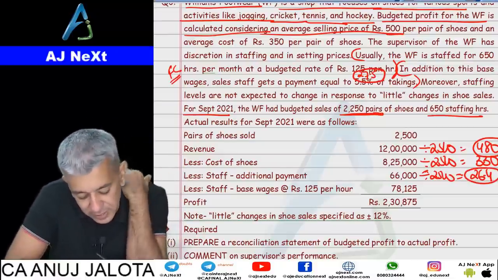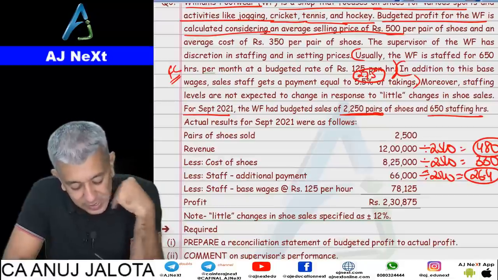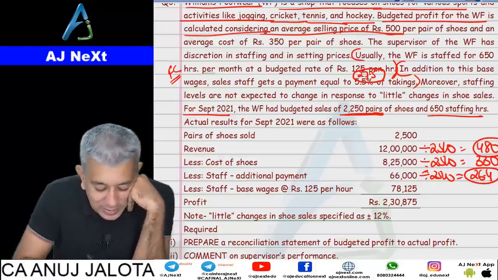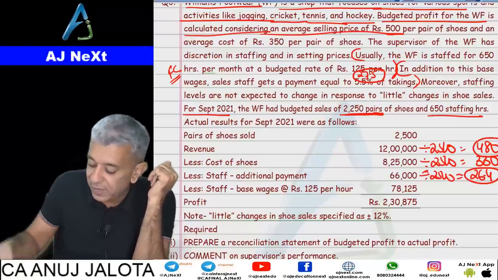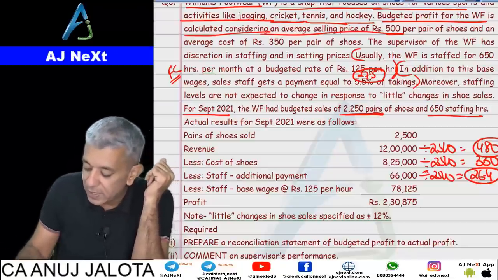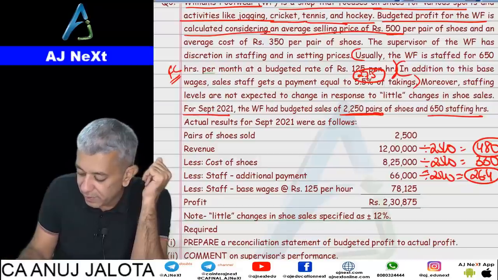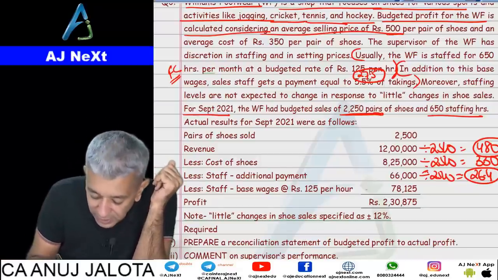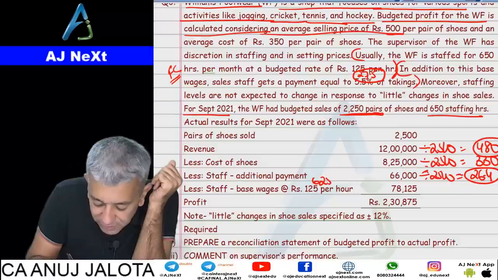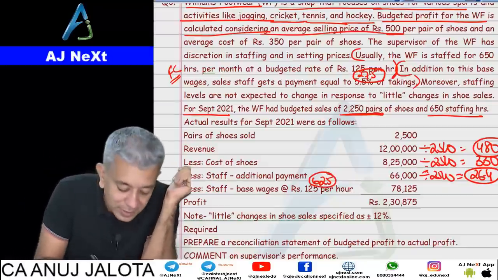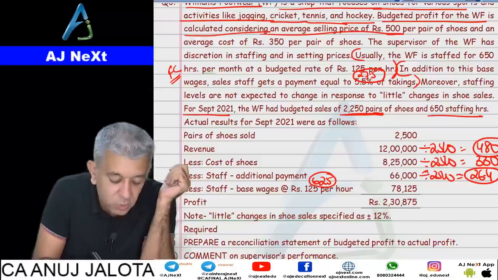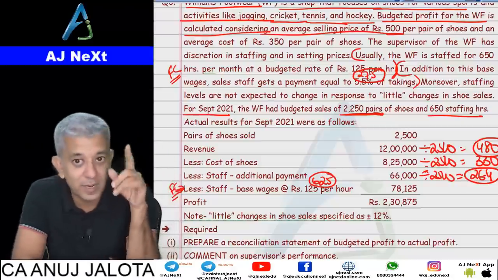Further, less staff base wages at the rate of 125 per hour, 78,125. Pick up your calculator. 78,125 divided by 125. So in reality, it was 625 hours. Actual profit was this much. Do remember that this particular cost is a fixed cost. It is not your normal direct labor cost.